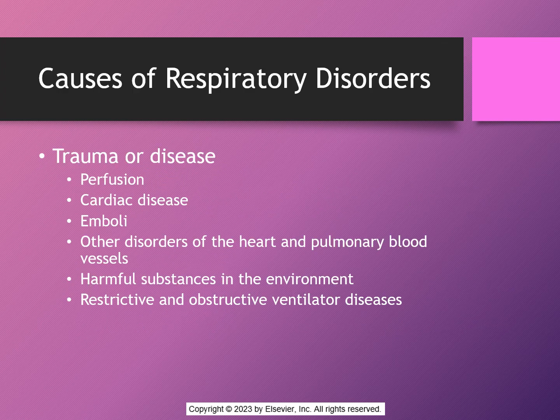Trauma or disease can affect structures of the respiratory system, nerves controlling respiration, or diffusion of oxygen or carbon dioxide across the alveolar membranes. Perfusion is essential to provide oxygen to cells of the body. Blood must flow past the alveolar membrane for diffusion of oxygen and carbon dioxide to take place.